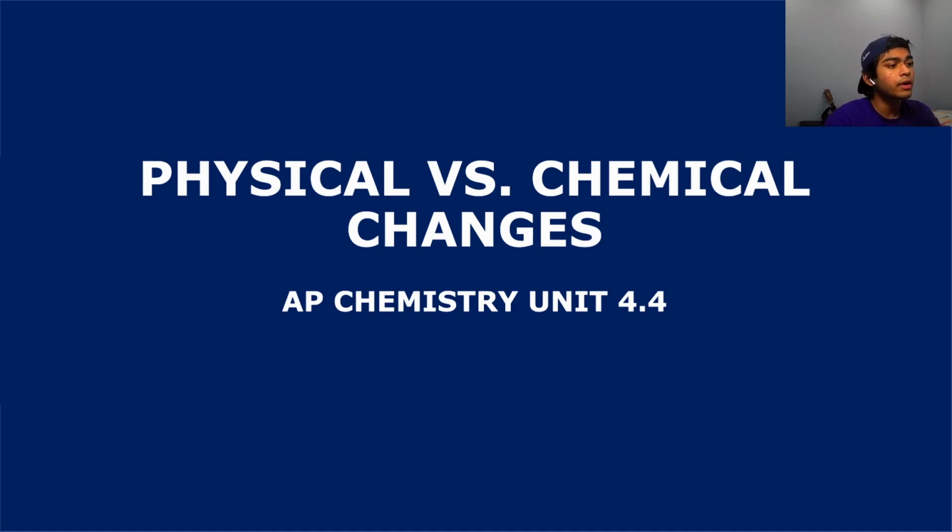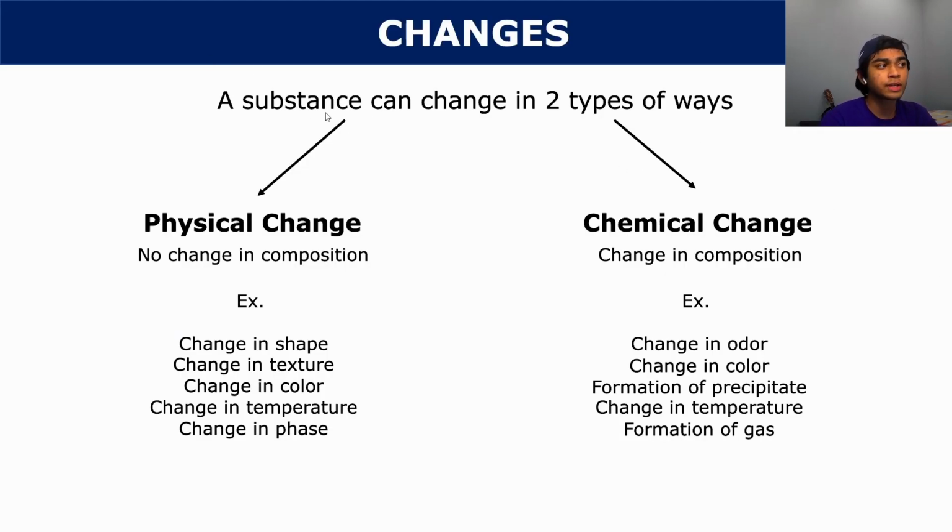Okay, so there are two types of ways that a substance can change. First of all is a physical change, where you have no change in composition, and then you have a chemical change, where you do have a change in composition.